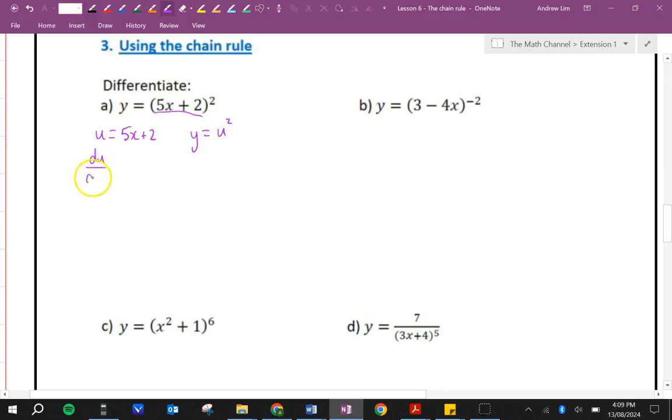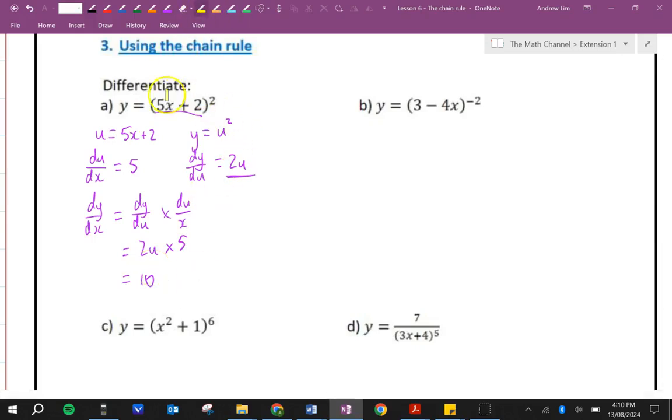So if I differentiate u with respect to x, I'll get 5. And if I differentiate y with respect to u, I'll get 2u. And since dy/dx is dy/du times du/dx, dy/du is 2u, and du/dx is 5, so we can multiply them together to get 10u, but instead of writing u, I'm going to write 5x plus 2 in brackets. Okay, so you can see here that this works.